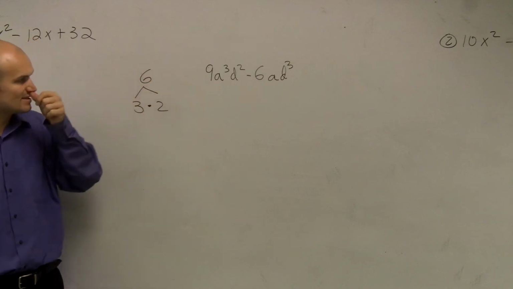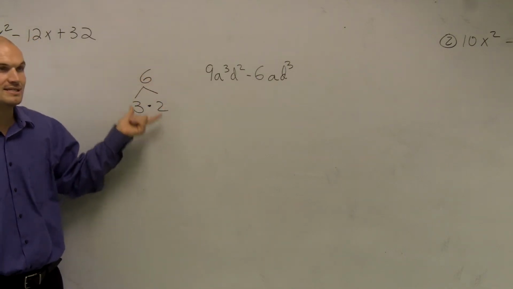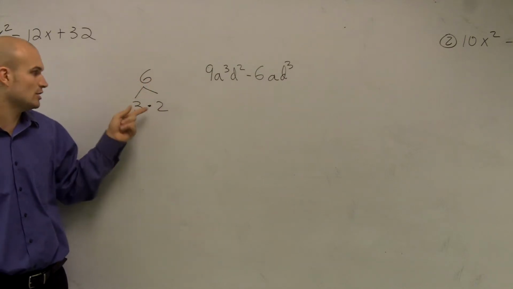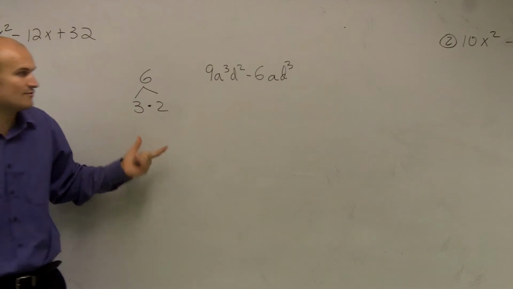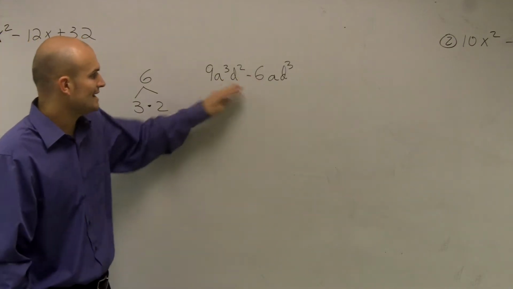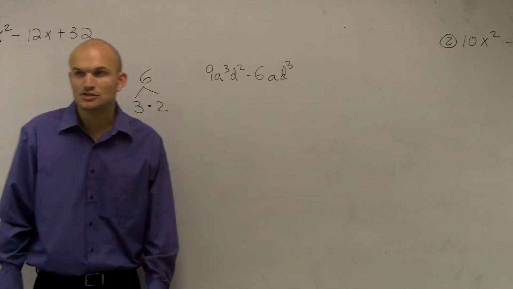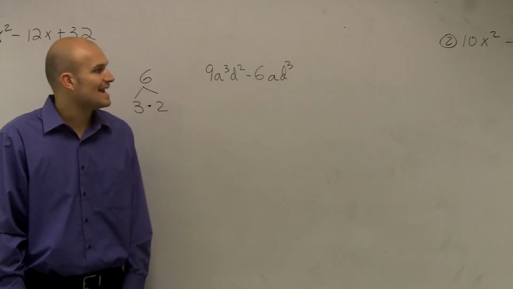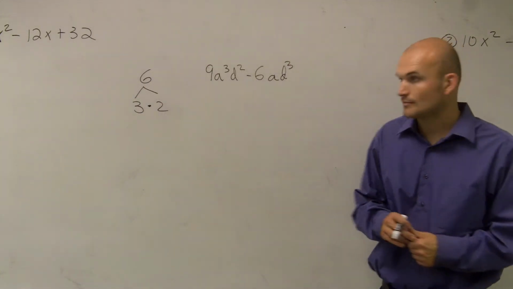Factoring gives you the exact same answer, so mathematically these are equivalent. 6 is equal to 3 times 2. However, we've written them differently, and that's the whole reason for factoring. So what I need to do is determine what these terms have in common: 9a cubed d squared minus 6a d cubed. We need to figure out what they have in common.